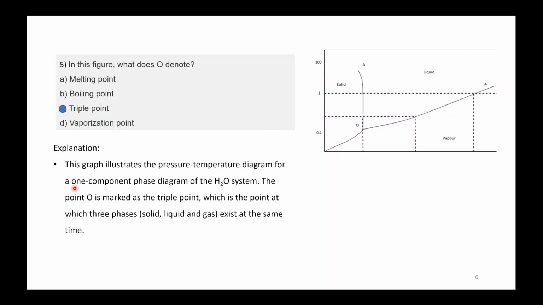So this graph illustrates the pressure temperature diagram for a one component phase diagram of H2O system, and the point O is marked as the triple point, which is the point at which three phases, solid, liquid, and gas, exist at the same time. These others are phase boundaries, and in between, this region is called a phase field.